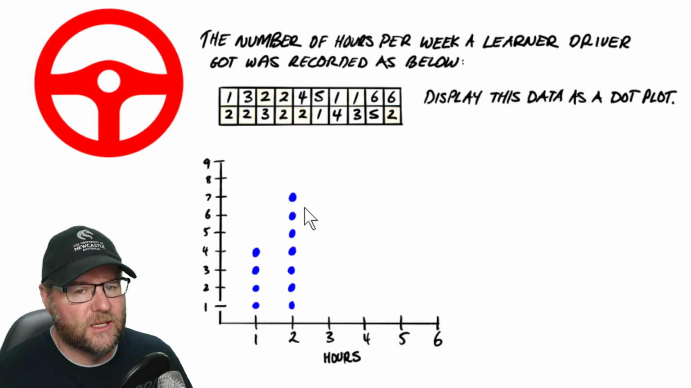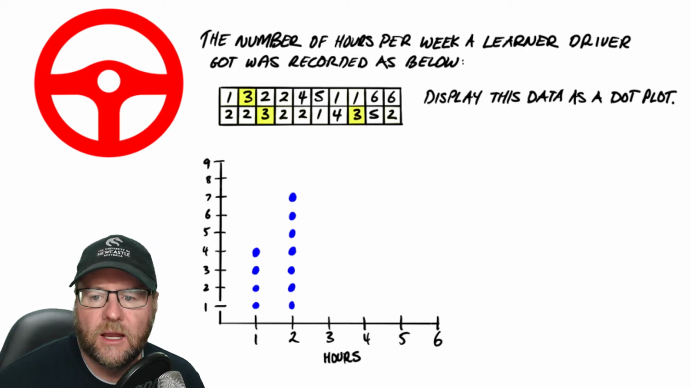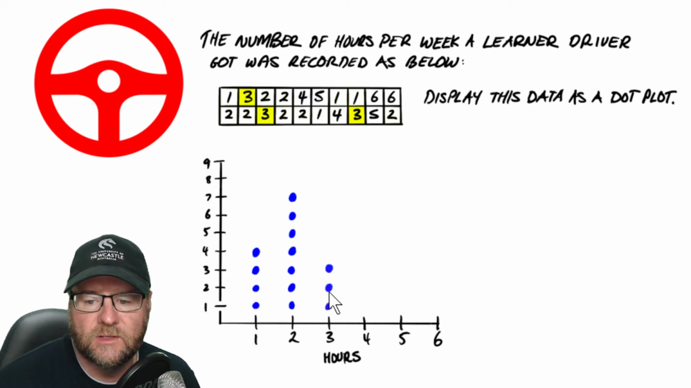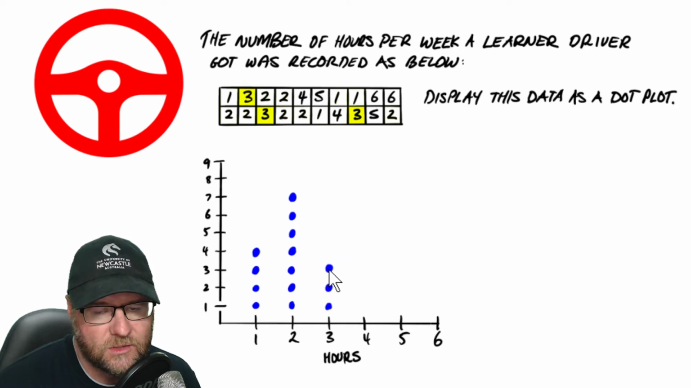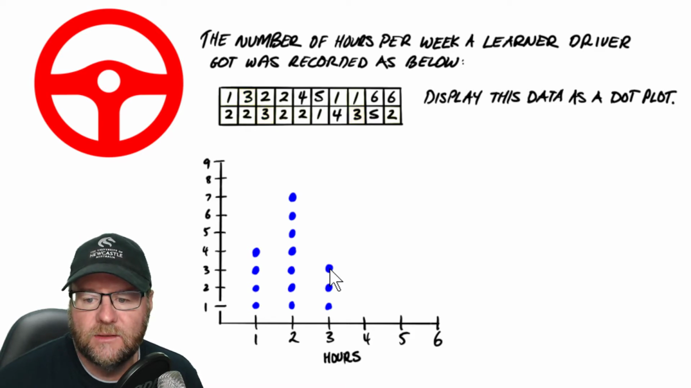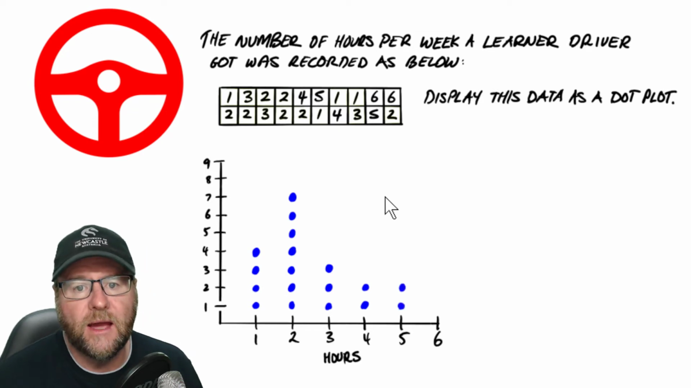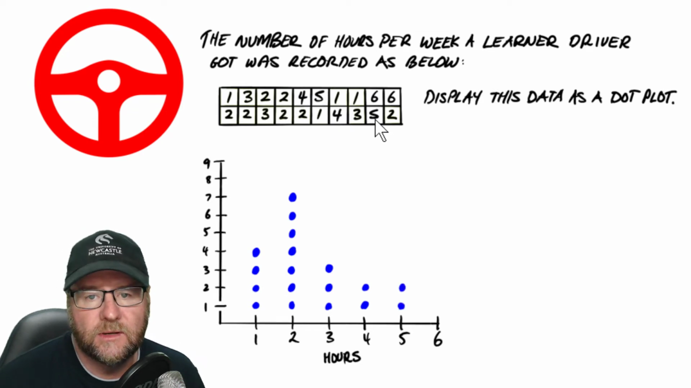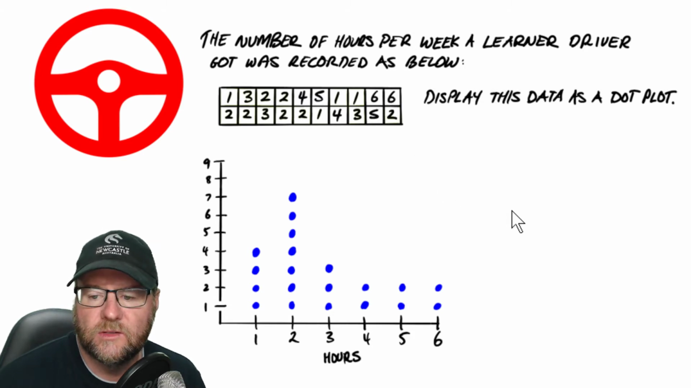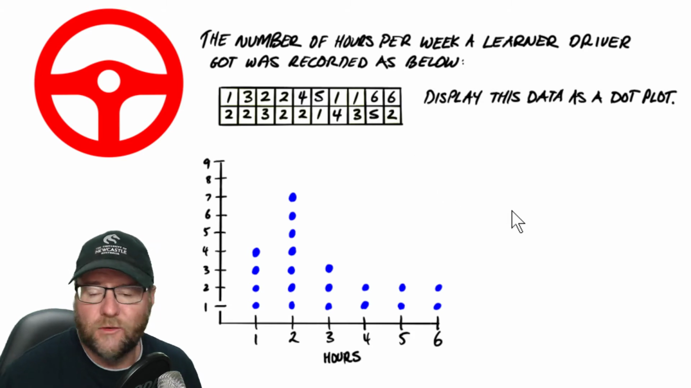I hope you can see the pattern forming now, what we're doing. I'm now going to look for how many weeks did he get 3 hours in. Well, there were 3. 1, 2, 3. So my dot plot's going to have 3 dots. Get it? How many times did he get 4 hours in? There were only 2 of those, I can see here and here. 5 hours. There were only 2 of those, here and here. And finally, 6 hours. There were only 2 of those. Guess what? You've done it. You've created a dot plot.